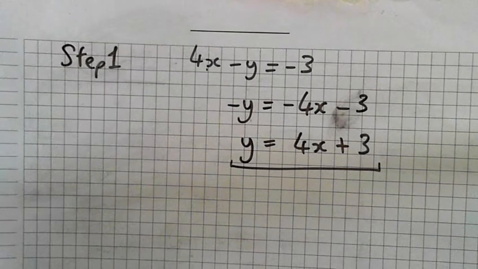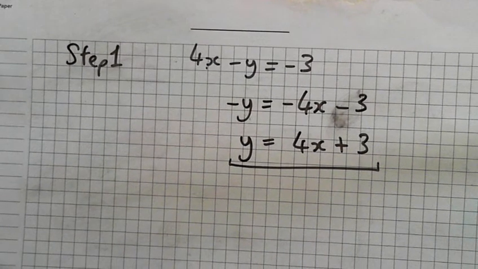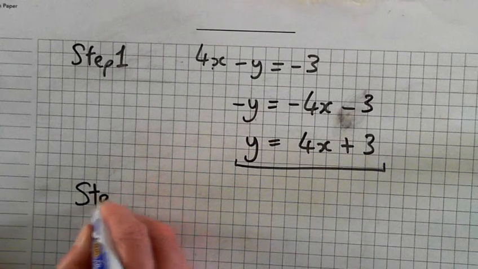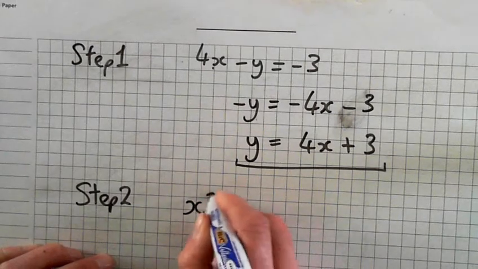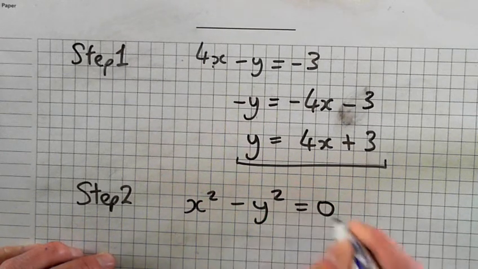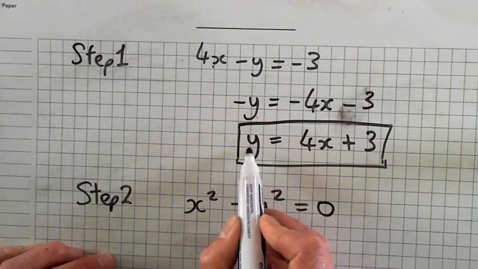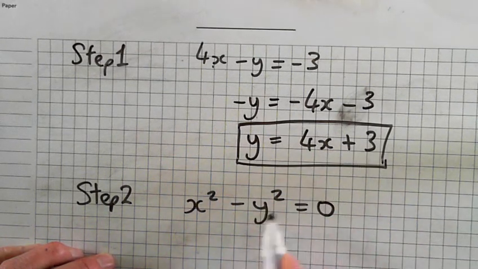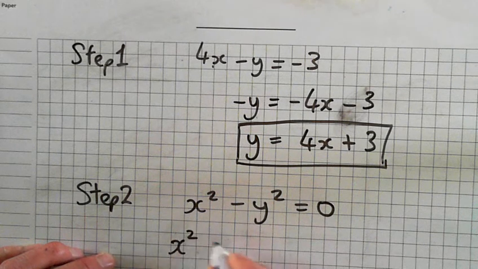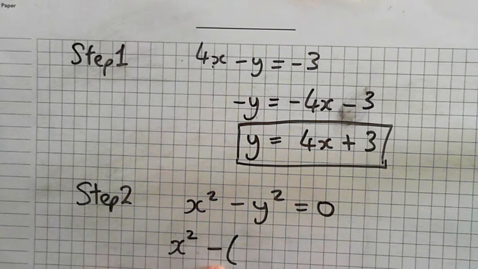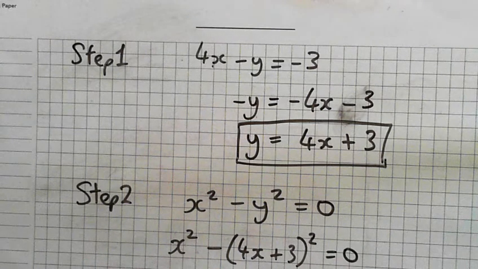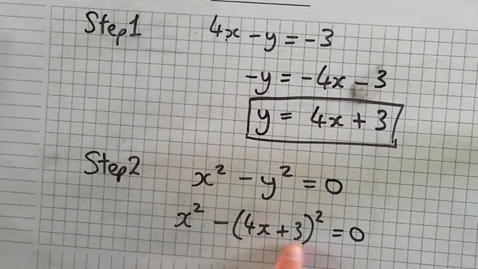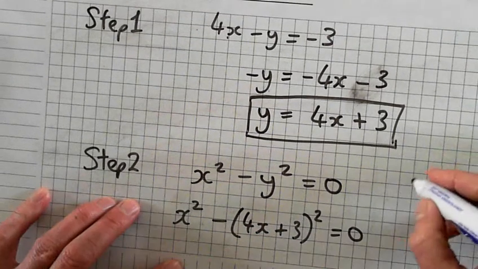Right. Step 2 is to look at the circle equation. Write down the circle equation. What you do this time, instead of y, you put in 4x plus 3 here, and you need to put brackets here. We have to square these brackets here, so we'll do it at the side, rough work.